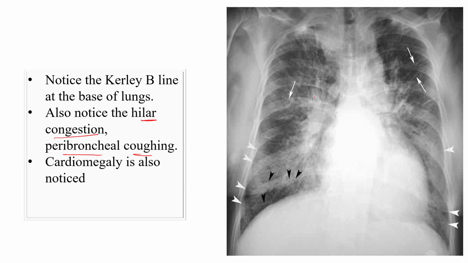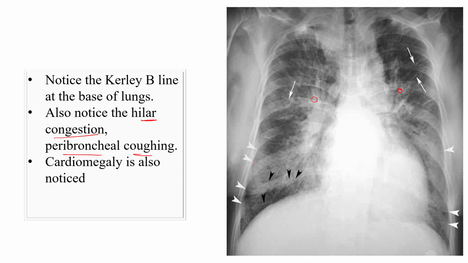The bronchioles here should be empty, but they are filled with fluids. This is called the upper lobe diversion and peribronchial cuffing. We also see the Kerley B lines. What are Kerley B? What are Kerley A? What are Kerley C?